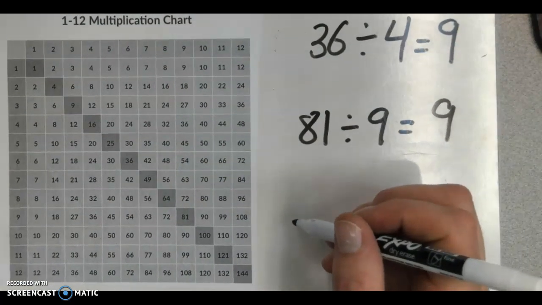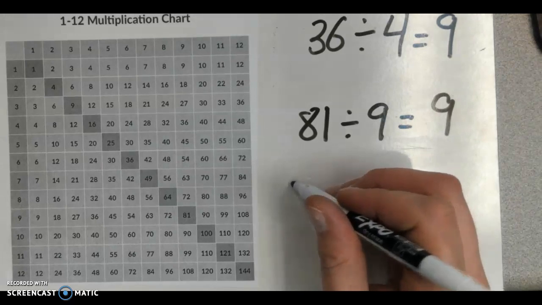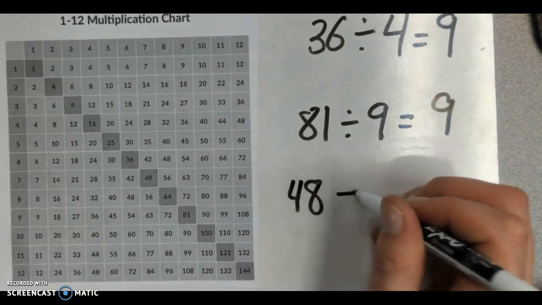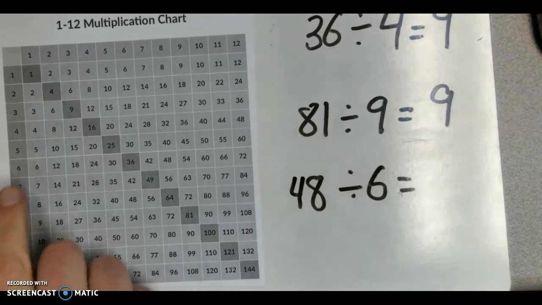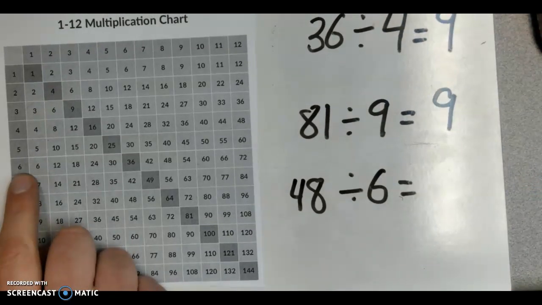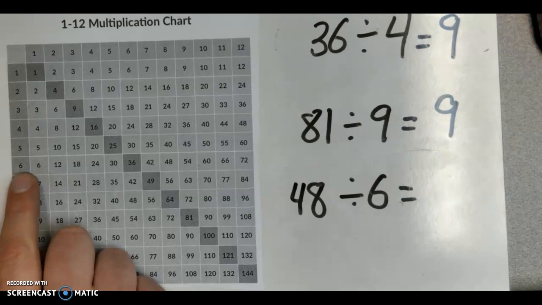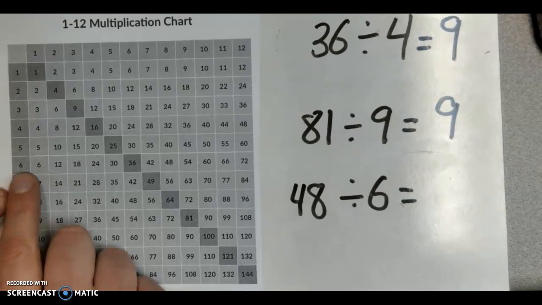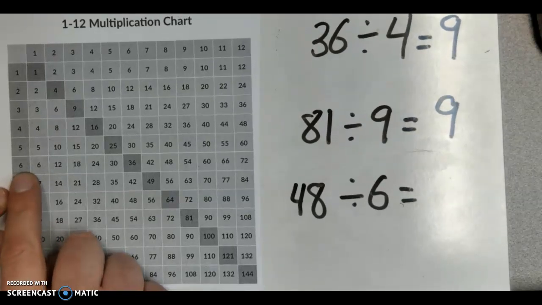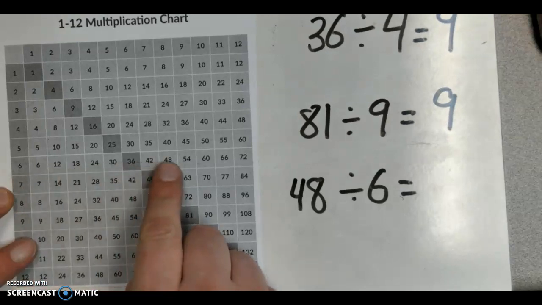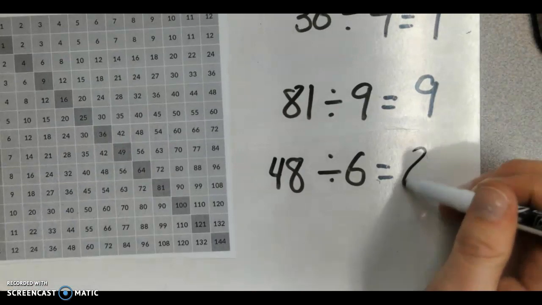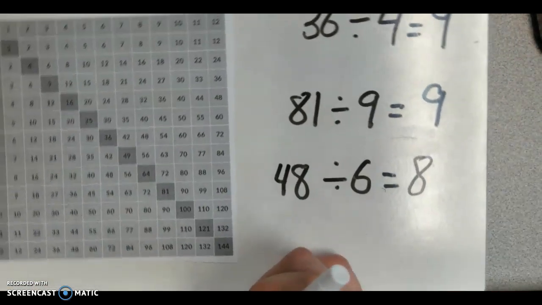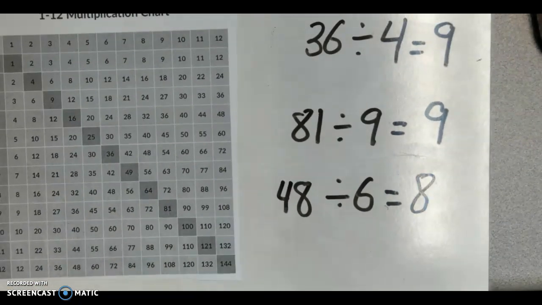On your own, I want you to try this problem. Let's do 48 divided by 6. So put your finger on the 6 and look on that 6 line for 48. Okay, we're back, so let's look. 6 can go into 48 8 times. So my answer is 8. Alright. Now, that was pretty easy.